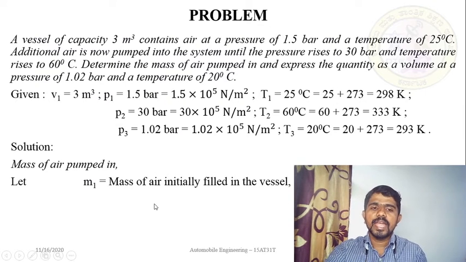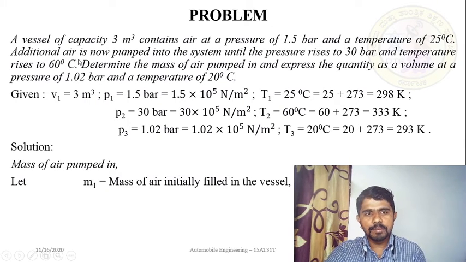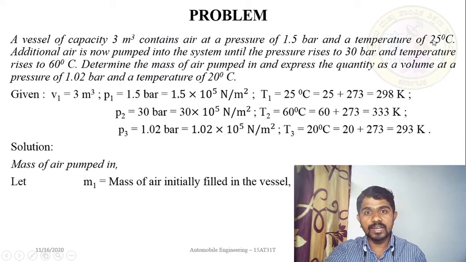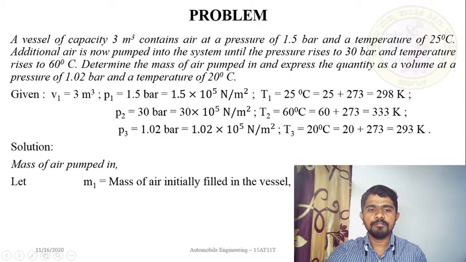Let M1 be equal to the mass of air initially filled in the vessel. Because the vessel has a capacity of 3 meter cube, it contains some amount of air at a pressure of 1.5 bar and temperature of 25 degrees centigrade, right? It was not zero, it was not empty. It contained some amount of air. I can say M1 is equal to that amount of air, which is the mass of air initially filled in. Fine.